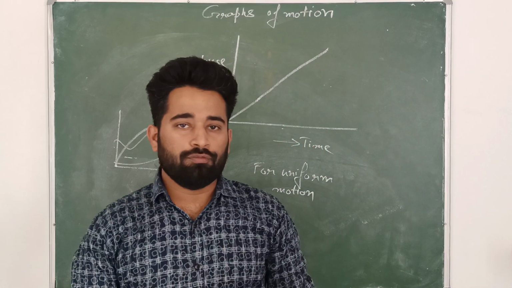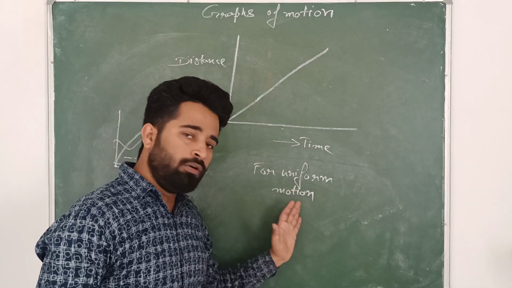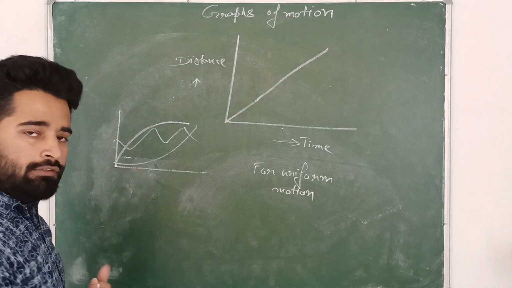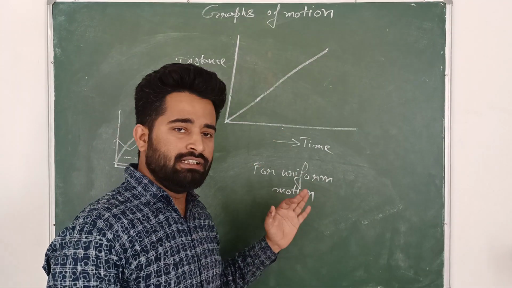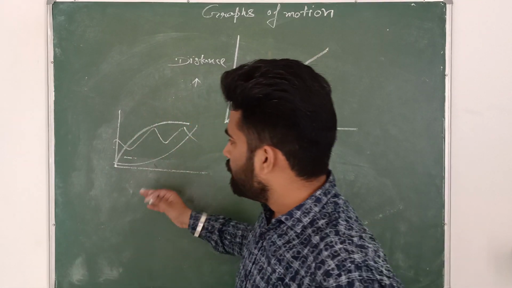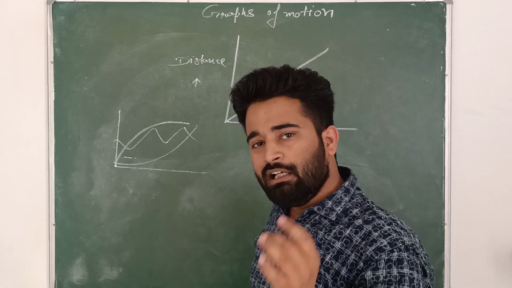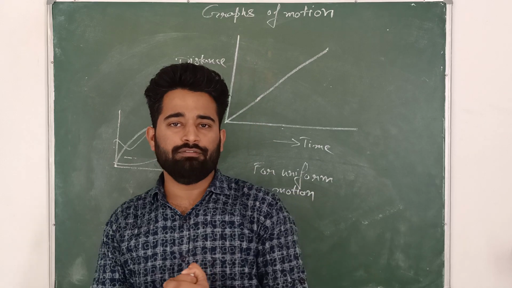What is the nature of the distance time graph for uniform motion? What is the nature of the graph for non-uniform motion? So you will say that the distance time graph nature for uniform motion is a straight line, and for non-uniform motion it is of curved shape. It can be of zigzag shape. It can be of any shape. So this is about the distance time graph.